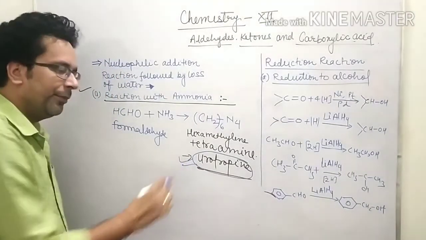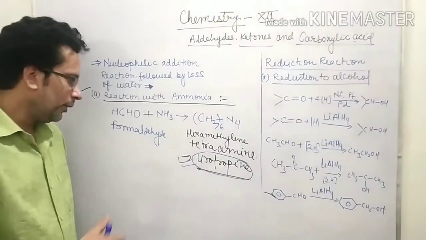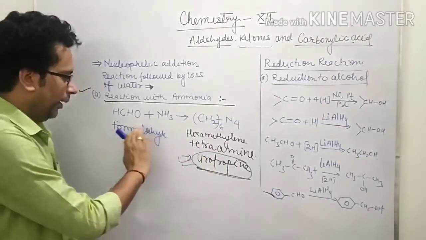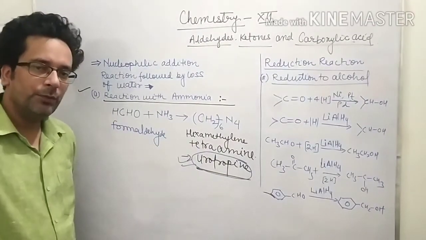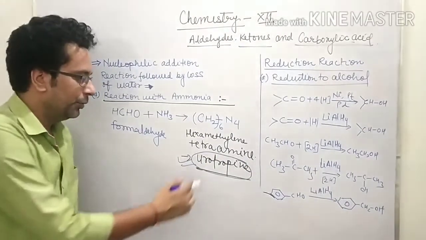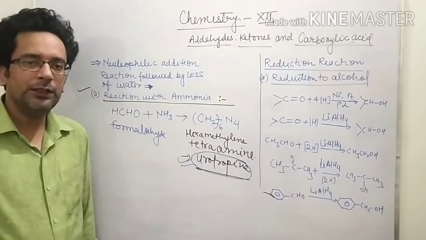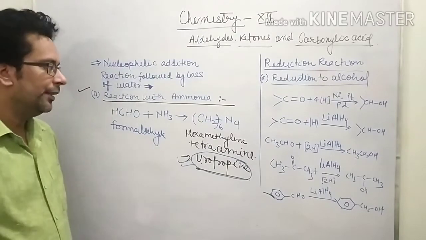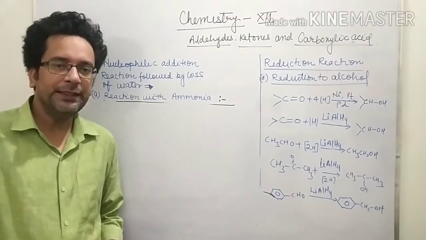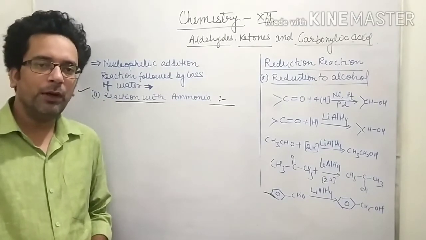This is very important, because sometimes a question is asked in examinations: how can you convert formaldehyde to urotropine? Formaldehyde reacts with ammonia to form hexamethylenetetramine, which is also known as urotropine. So first we discussed aldehydes. Next we are going to discuss ketones. What happens when a ketone reacts with ammonia? A ketone reacts with ammonia to form ketone ammonia.